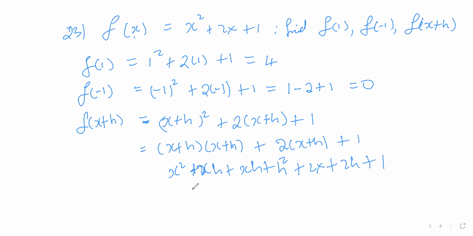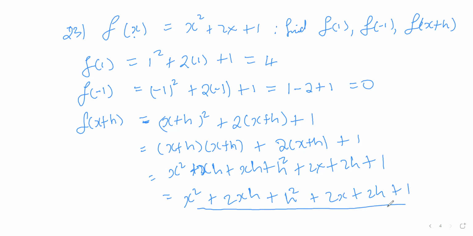Collect like terms. We get it to be equal to x squared plus 2xh plus h squared plus 2x plus 2h plus 1. So that's our answer there. That's our f of x plus h, basically. Okay, and so you can go on and on and find these function values at given x values or given points.